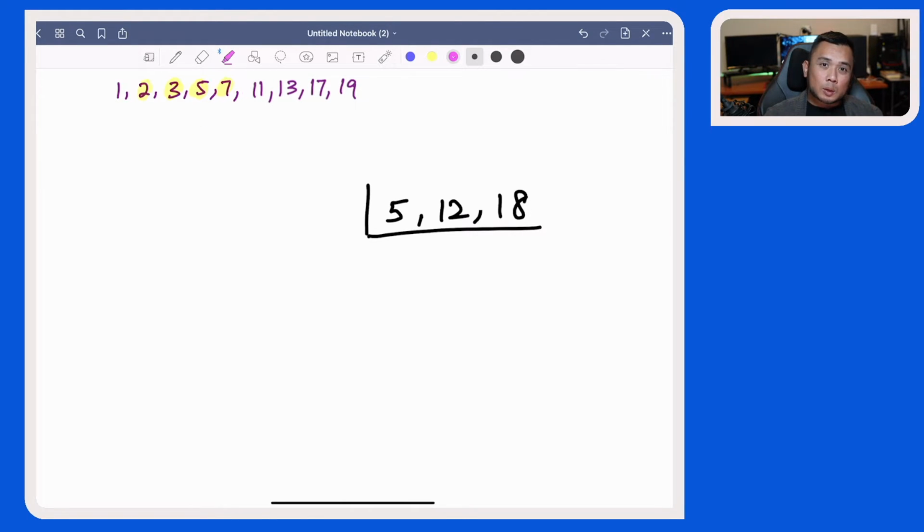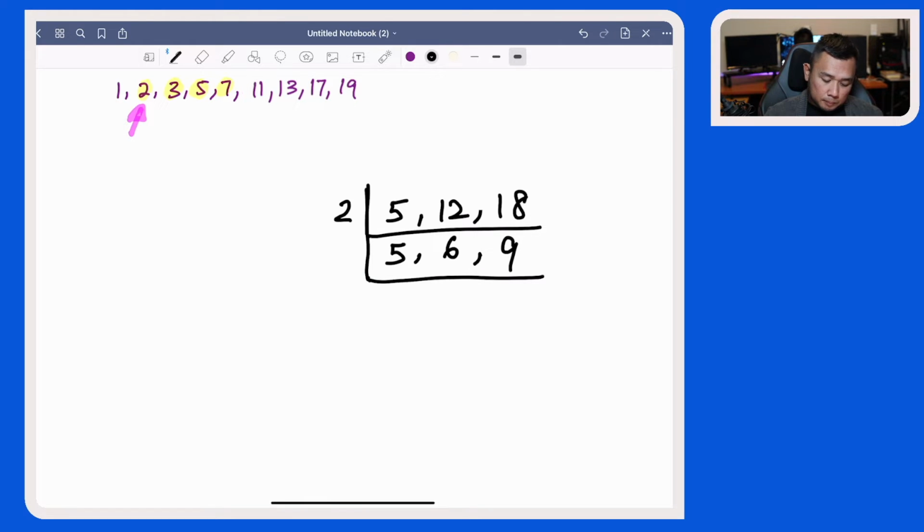We are now going to start with the smallest prime number, which is the number 2. So you can see that even though 5 cannot be divided by 2, 12 and 18 can be divided by 2, which means that I can use 2 and place it on the left hand side. Since 5 cannot be divided by 2, I'll just copy it down, and then now I need to calculate what's 12 divided by 2. The answer is 6, and then 18 divided by 2, the answer is 9.